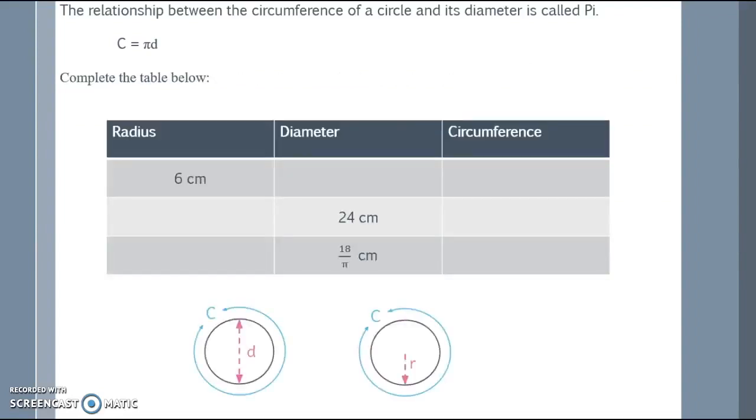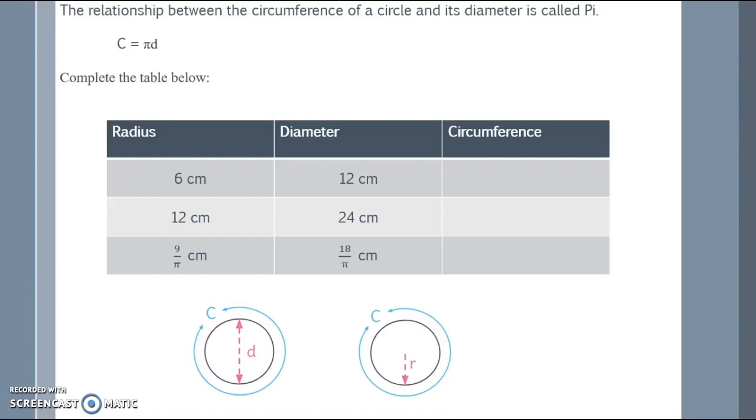Let's complete the table. If I know the radius, I know the diameter, I can then find the circumference. We know that the diameter is twice the value of the radius, so our diameter is 12 centimeters. Therefore, for the circumference, we'll get to that column in a second, I can find the radius of my diameter of 12 centimeters by dividing in half. And similarly, if I take 18 over pi divided by 2, which is the same as multiplying by half, I end up with 9 over pi centimeters.